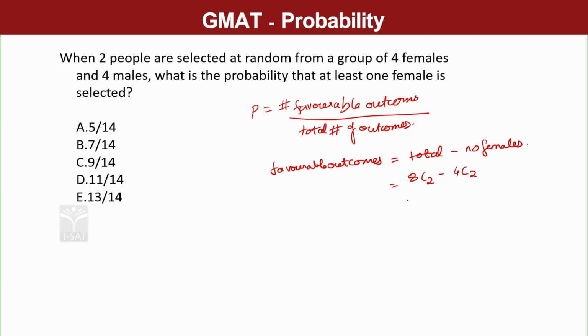What is the probability that at least one female is selected? Selecting at least one female comes as 8C2, which is 8 into 7 divided by 2, minus 4C2, which is 4 into 3 divided by 2. You have 4 7s are 28, minus 6, which is 22.